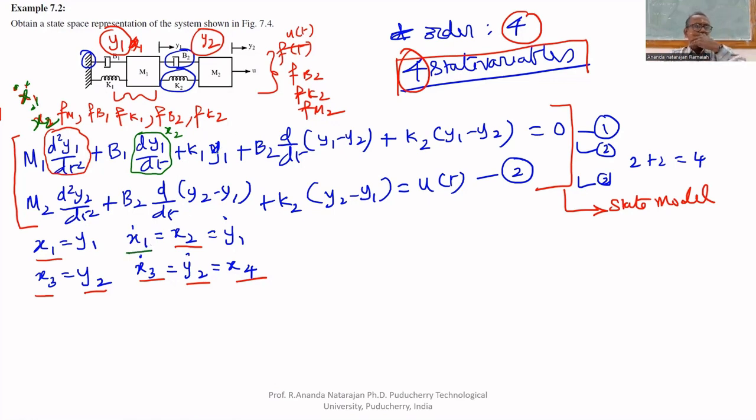Normally we have to assign state variable, not derivative of state variable. Y1 is X1. Y2 is X3. This is X1 dot minus X3 dot. That is X4. X3 dot is equal to X1 dot, which is X2 minus X4.